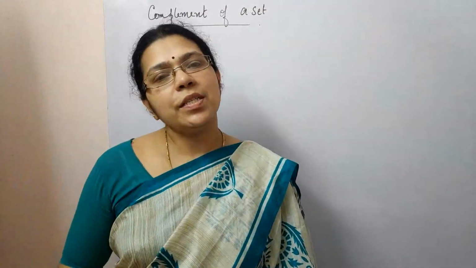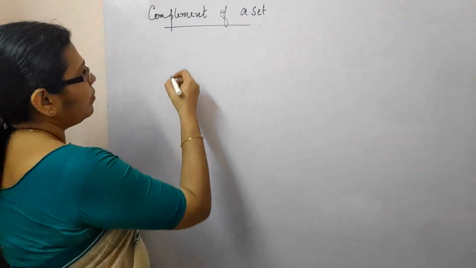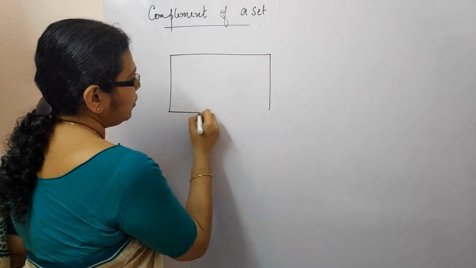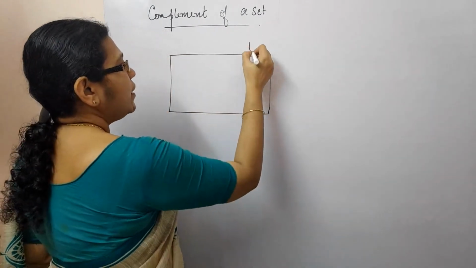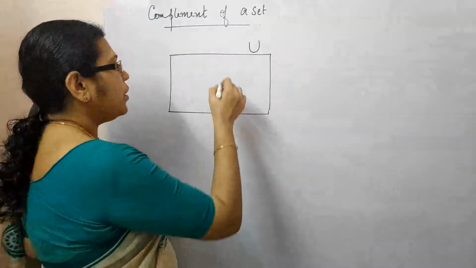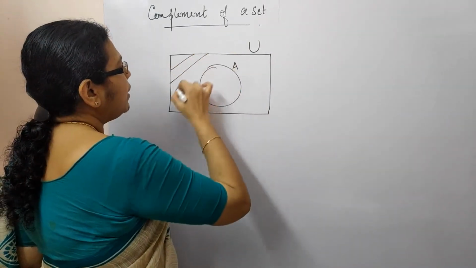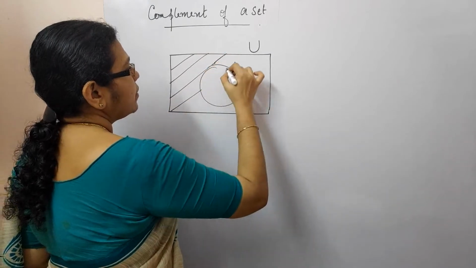Now let's see what is a complement of a set. Here, when I discuss complement of a set, I shall first draw it in a Venn diagram for you to understand, and then we will come back to the definition of it. So if this is set A, the complement of A is this, right?